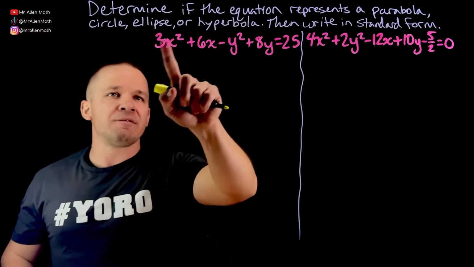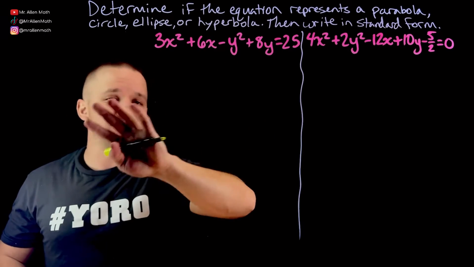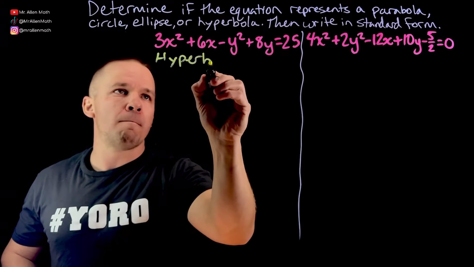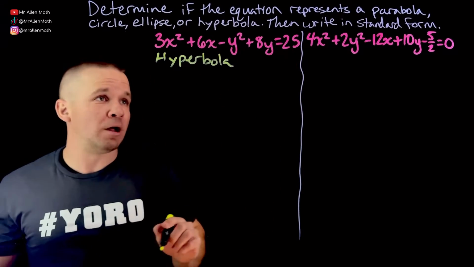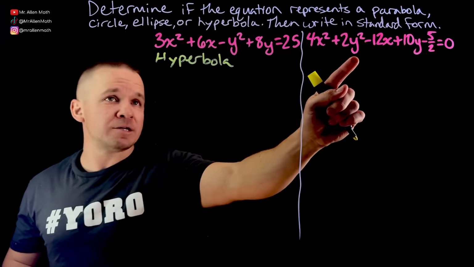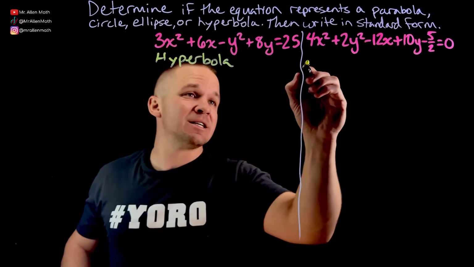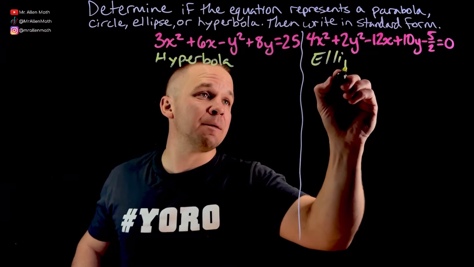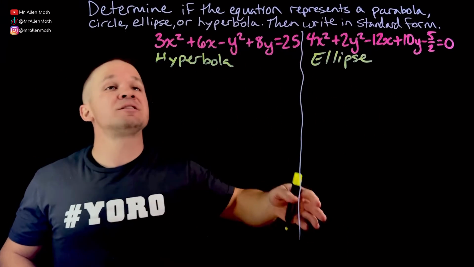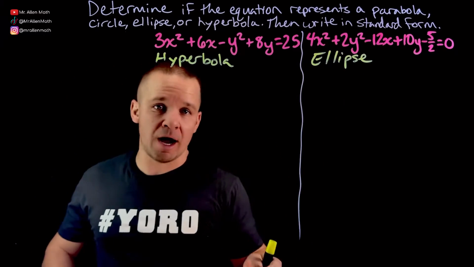First one here, I've got a positive 3x squared and a negative y squared, okay? That is just obvious hyperbola right there. So we're gonna write that down, hyperbola. All right, the other one, I have a positive x squared and a positive y squared, and my coefficients are different. That is indicative of an ellipse, all right? Had they both been the same coefficient, then it's a circle. And if we only have one of our variables squared, then it's a parabola, all right?